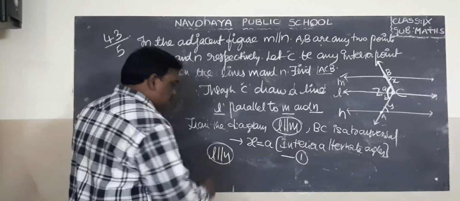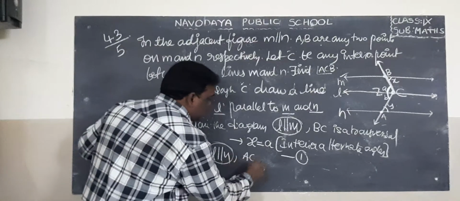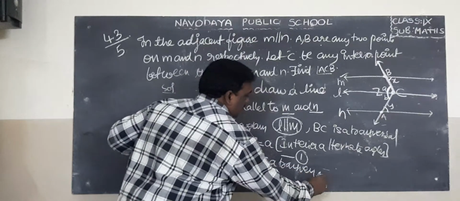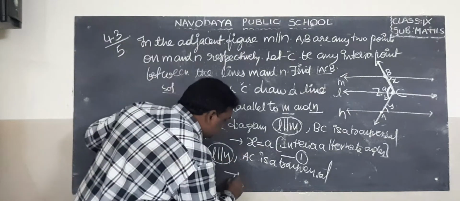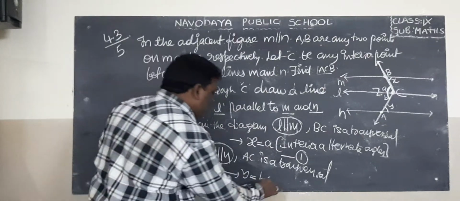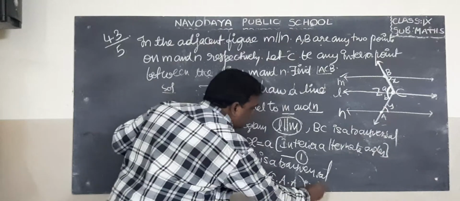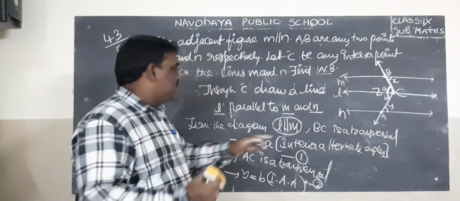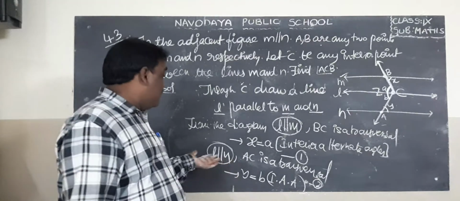Again from the diagram, L parallel to N. According to construction, L parallel to N, and AC is a transversal. Then what are the angles equal? Small y equal to small b. Same reason, interior alternate angles. Equation 2. First equation, interior alternate angles, the lines are L and M. Second equation, interior alternate angles, the lines are L and N.